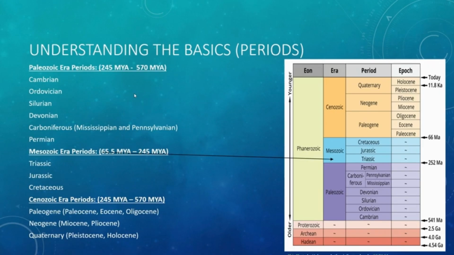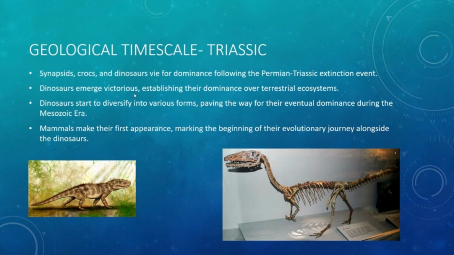Moving on to the Mesozoic era. Starting with the Mesozoic era, we have the Triassic, in which the synapsids, crocs, and dinosaurs vie for dominance after the Permian-Triassic extinction event. Dinosaurs emerged victorious, establishing their dominance over terrestrial ecosystems.